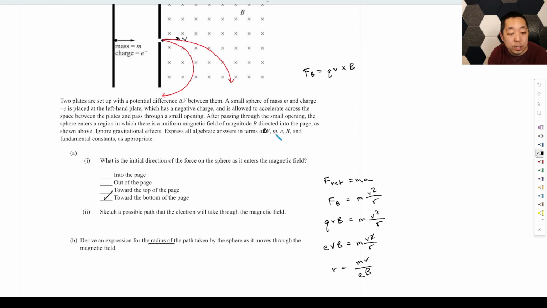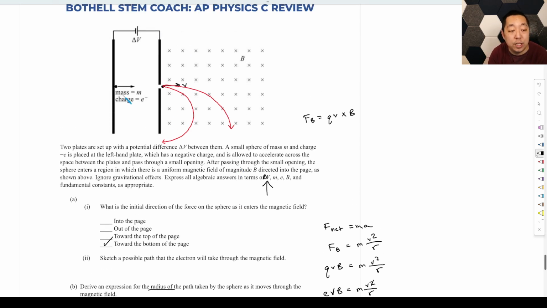Now, they wanted your answer in terms of the potential. So one issue here is this velocity, we don't actually know. That's not a variable. They didn't tell us how fast it was going, but it will depend on how fast it is going. Okay, so how do we do that? We have to now talk about this potential difference. How is it causing it to accelerate? And remember, when you move through a potential difference, you have a change in potential energy that can cause a change in kinetic energy.